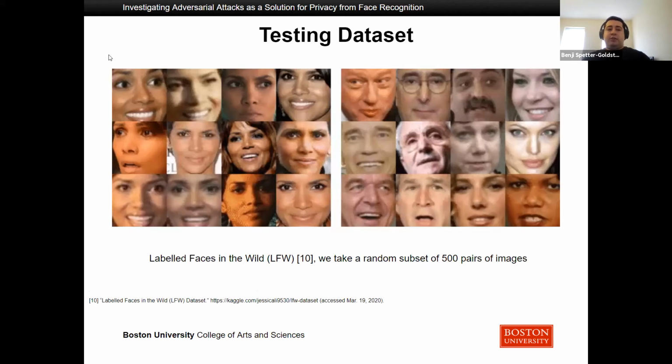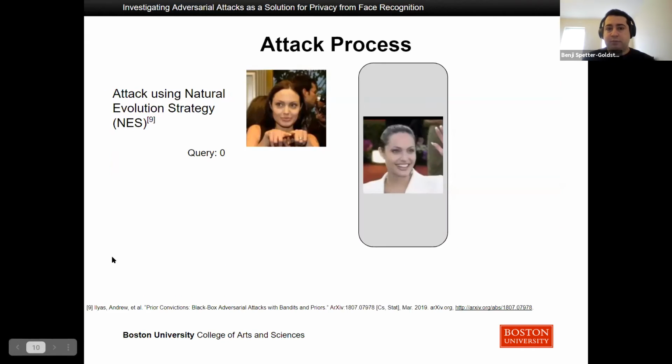When we're testing our data for machine learning, a classic data set that people use, and that I use in my project, is called Labeled Faces in the Wild, or LFW, which just has lots of public images of celebrities and various other figures. For our training data set, we just took a random subset of 500 pairs of faces from this data set and used those to test our techniques on.